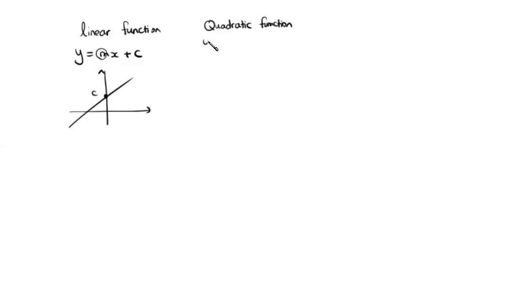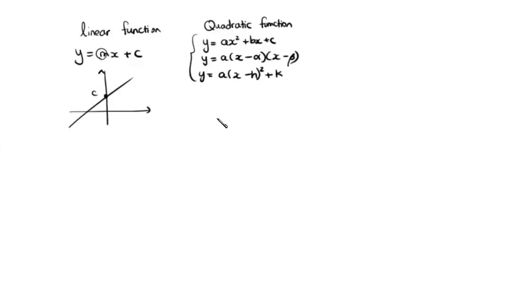So there are 3 forms of quadratic equation. y equals ax squared plus bx plus c, y equals a(x minus alpha)(x minus beta), y equals a(x minus h) squared plus k. So these are the 3 forms of quadratic equation. And when you have the axes, you get some parabola like that, and this is the alpha, this is beta, and this is the vertex, and this is the y-intercept. So you need all of this information to be able to plot the quadratic function.